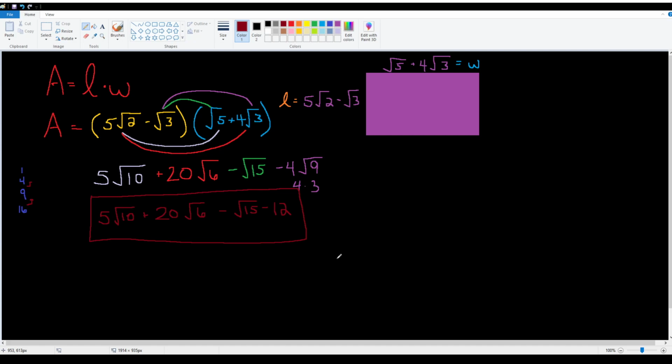So whenever we're working with this, we just have to make sure that when we multiply them, we always check, can any of these be simplified? If they can, we have to simplify them, and then can I combine them after I simplify? Meaning, do any of my radicals have the same radicand? If so, add the coefficients together.